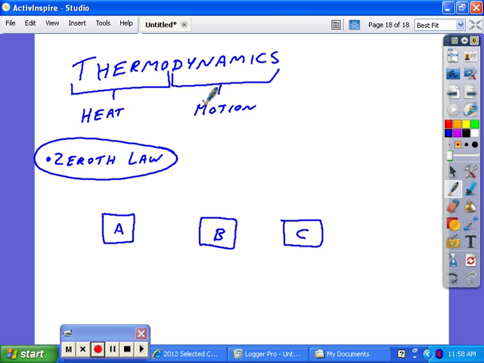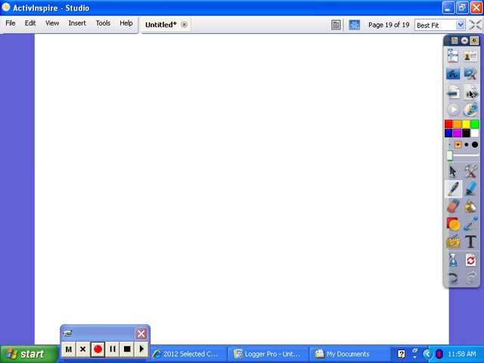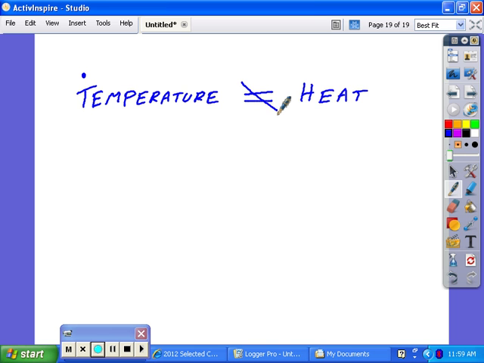Okay? Now, one thing that commonly gets misconstrued here is two terms that get interchanged but shouldn't be: temperature and heat. Alright? Key thing here is temperature is not heat. They are not the same thing. They cannot be interchanged. One cannot be used for the other.